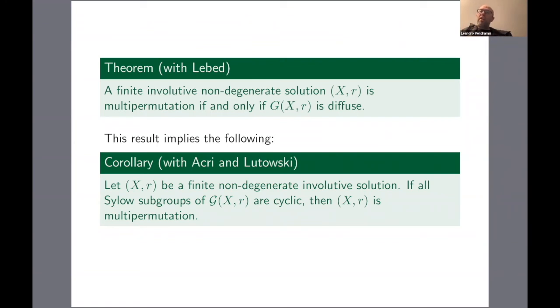And as a corollary, you can get a result similar to these group theoretical results that I mentioned before. As a corollary, with my student Emiliano Acri and Rafał Lutowski, we proved that if you have a finite non-degenerate involutive solution in such a way that all Sylow subgroups of the permutation group are cyclic, then you have a multi-permutation solution. This was not covered in the list of theorems that I gave you before, but this is somehow an easy consequence of the result that we proved with Victoria.